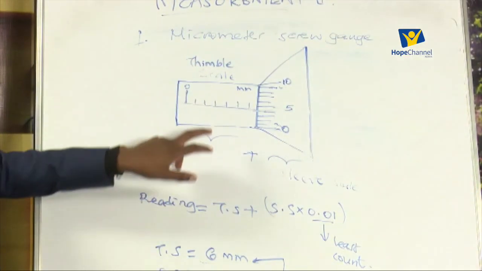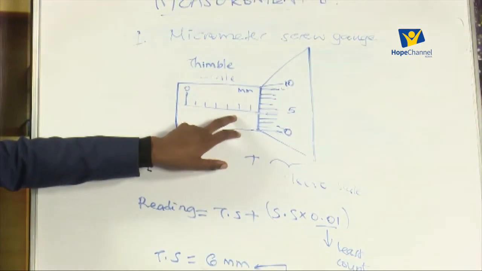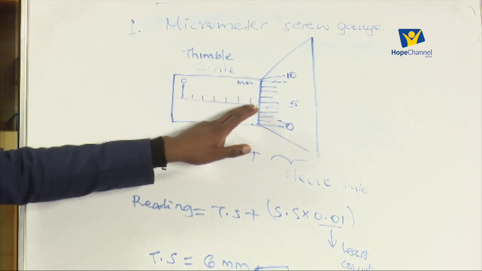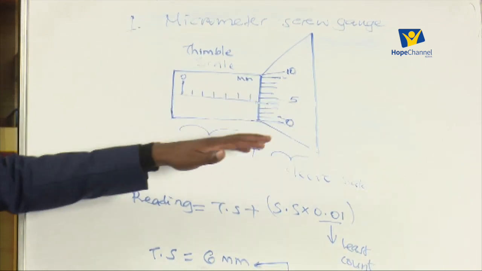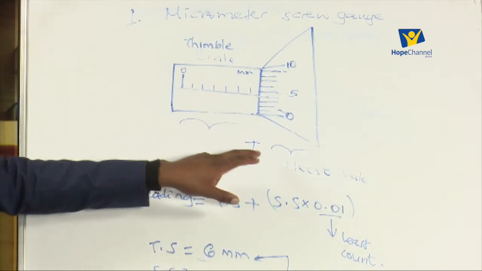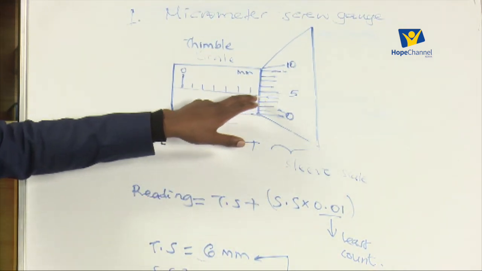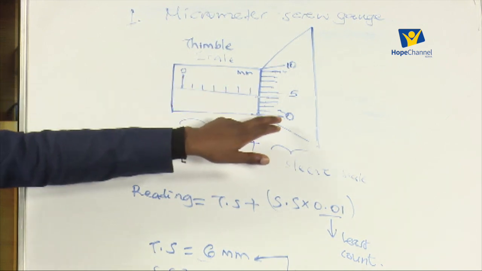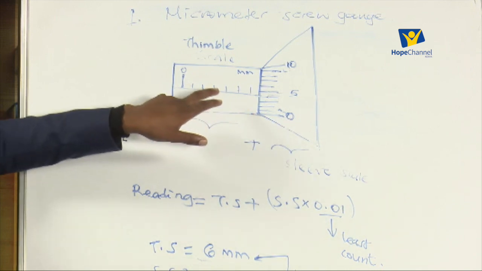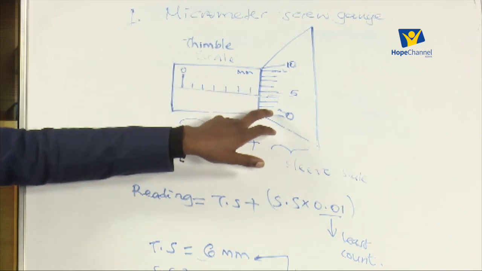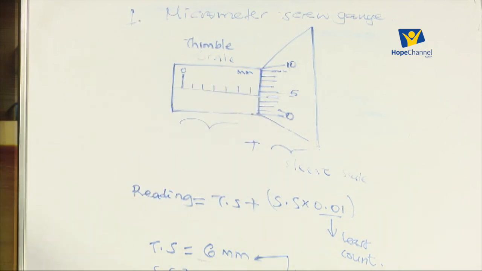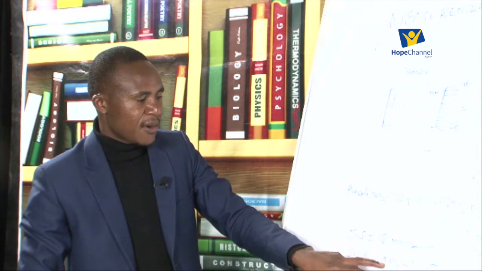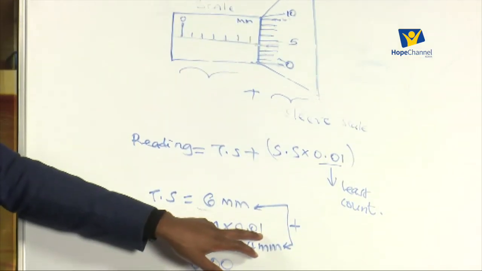So for the thimble scale, we count the divisions that we are seeing, up to the last division. In this case, we have 1, 2, 3, 4, 5. The last one we see is the 6th division. So we have 6 millimeters. But for the sleeve scale, we consider the division that is exactly coinciding with the horizontal line. If our 0 is down here, then the division coinciding with the horizontal line of the thimble scale is 1, 2, 3, 4, the 4th division. So that is why we have 4, but we don't take 4 the way it is. We multiply 4 by the least count, which is 0.01.